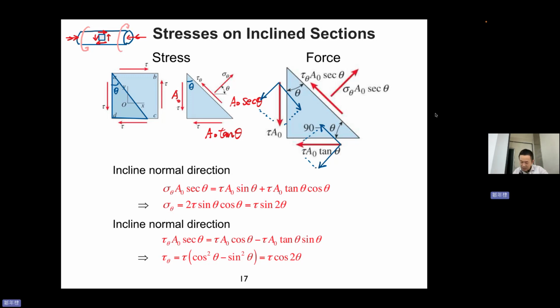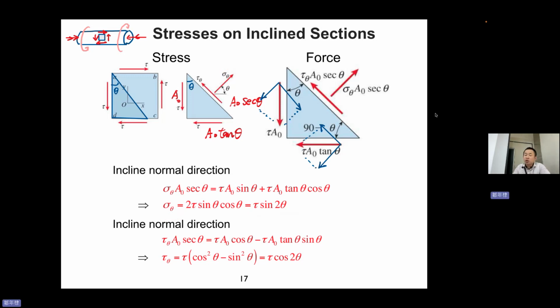Okay, so you have two directions, and then very easy. Let's go. So tau theta A0 sec theta here, and then equal to this one and that one. This one and that one are tau A0 sine theta and tau A0 tangent theta cosine theta. Okay, no problem. And then you can have sigma theta equal to blah, blah, blah, equal to tau sine 2 theta. So in the inclined normal direction, you have sigma theta equal to tau sine 2 theta.